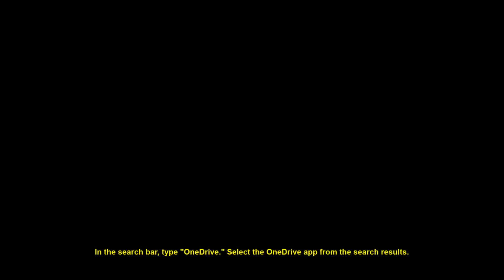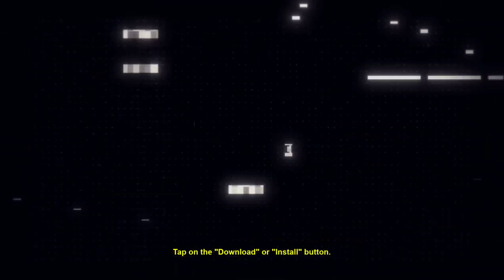In the search bar, type OneDrive. Select the OneDrive app from the search results. Tap on the Download or Install button. Wait for the app to finish downloading. Once downloaded, open the OneDrive app.